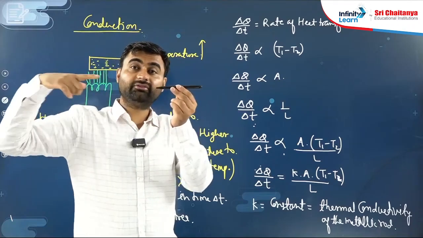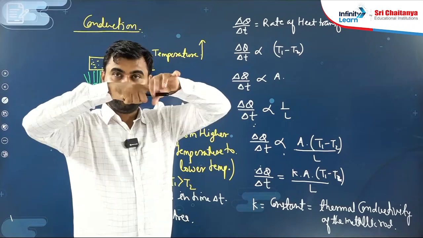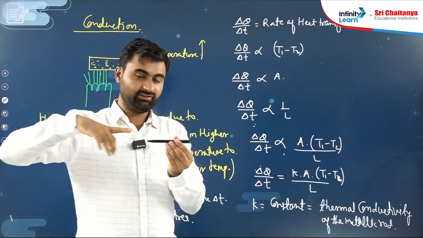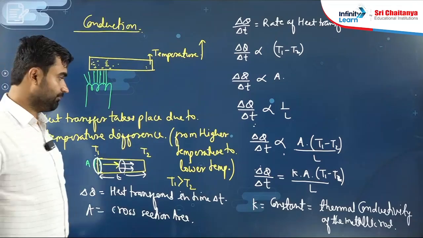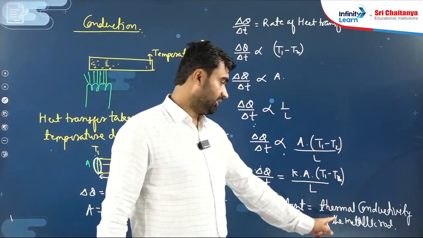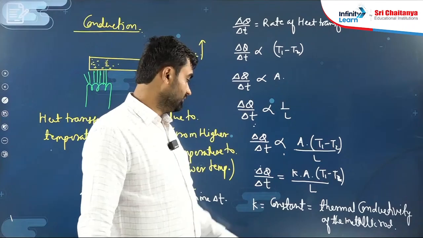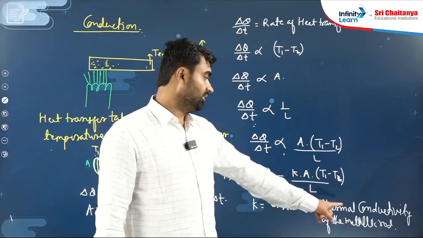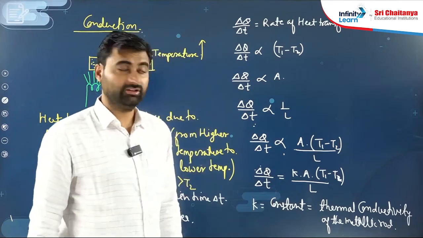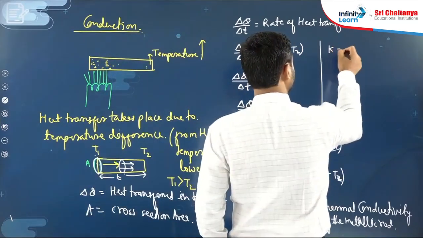So heat is crossing which area? Circular surface area. This area. So we have to take circular surface area. Agree or not? Okay, this area. What is K? Thermal conductivity of the metallic rod. Okay, it is a constant here and we defined this constant as the coefficient of thermal conductivity. Clear?